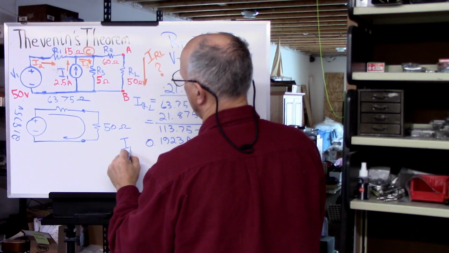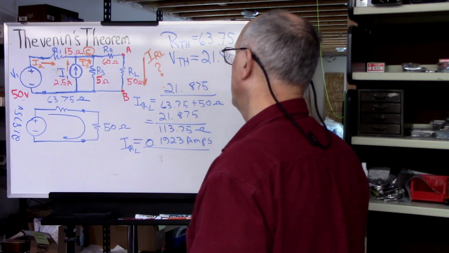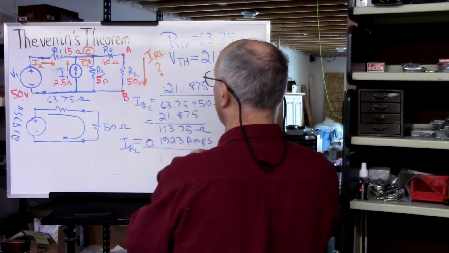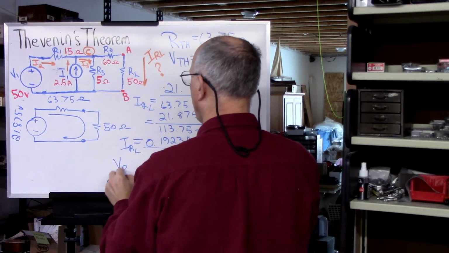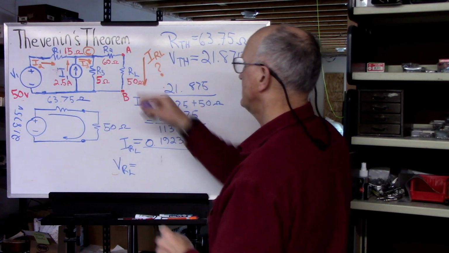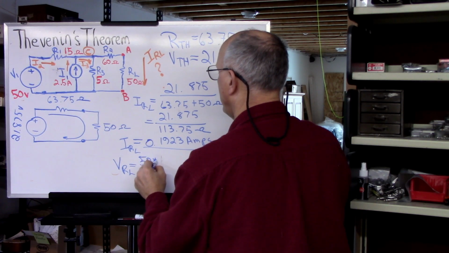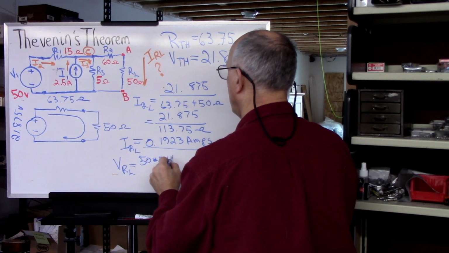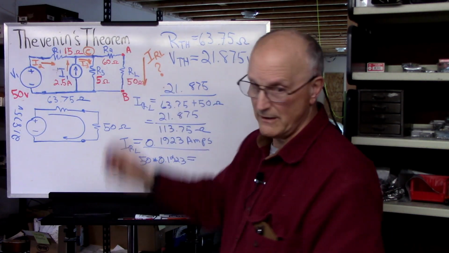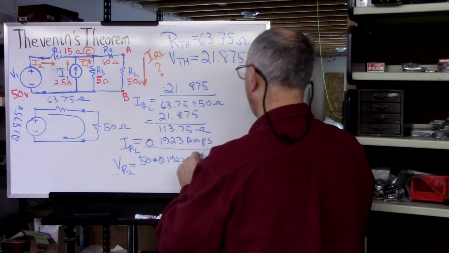So I sub RL is equal to this. And then we can calculate the voltage across this point, because now we know the current. V sub RL is equal to the resistance RL, which is 50, times the current through RL, which is 0.1923. So the voltage across RL would be equal to 9.615 volts.